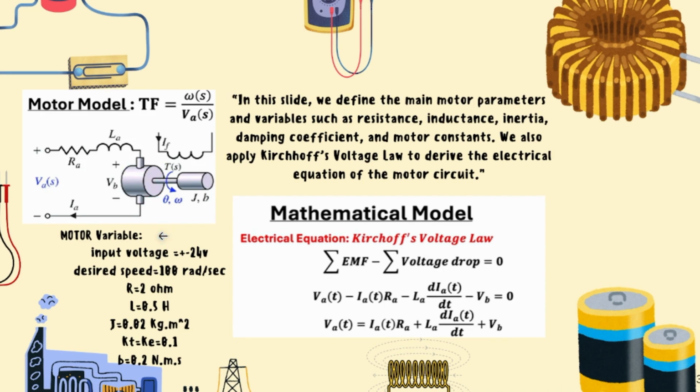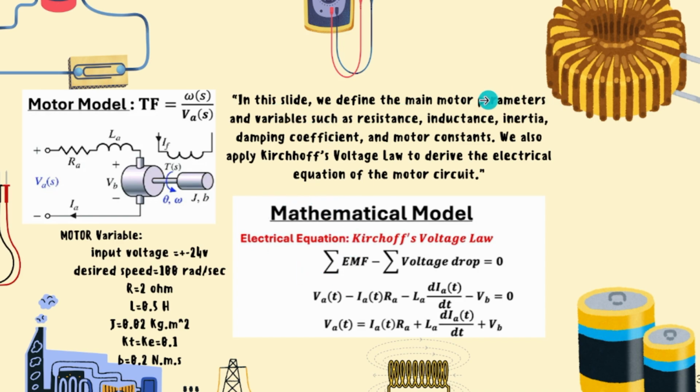Next, we define the main motor variables and parameters used in the mathematical model. The input voltage is plus or minus 24 volts, and the desired motor speed is 100 radians per second. R represents the armature resistance. L represents the inductance. J is the inertia. B is the damping coefficient. Kt and Ke are the motor constants.